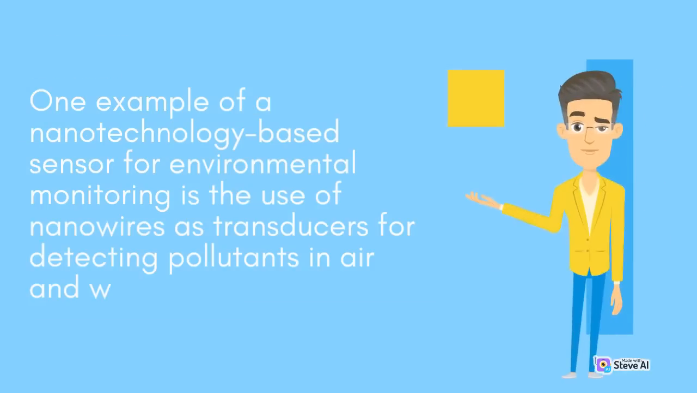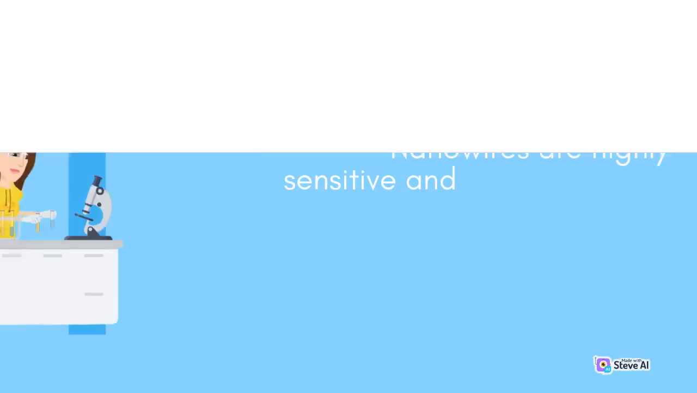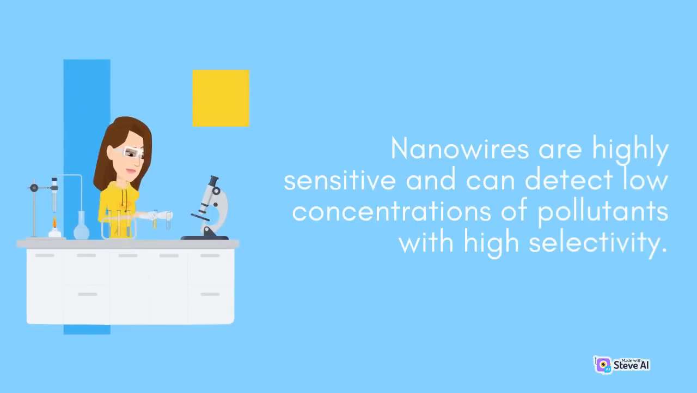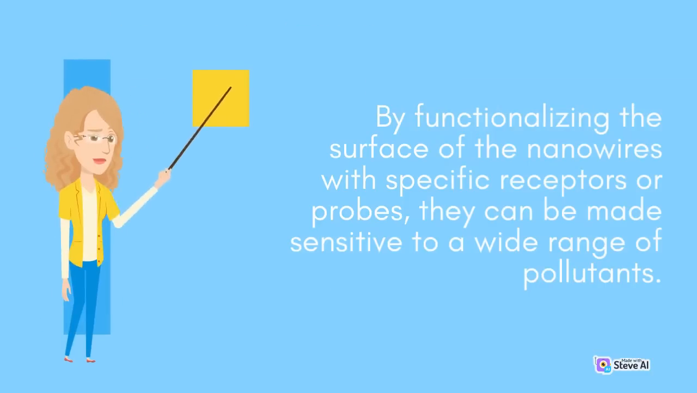One example of a nanotechnology-based sensor for environmental monitoring is the use of nanowires as transducers for detecting pollutants in air and water. Nanowires are highly sensitive and can detect low concentrations of pollutants with high selectivity. By functionalizing the surface of the nanowires with specific receptors or probes, they can be made sensitive to a wide range of pollutants.